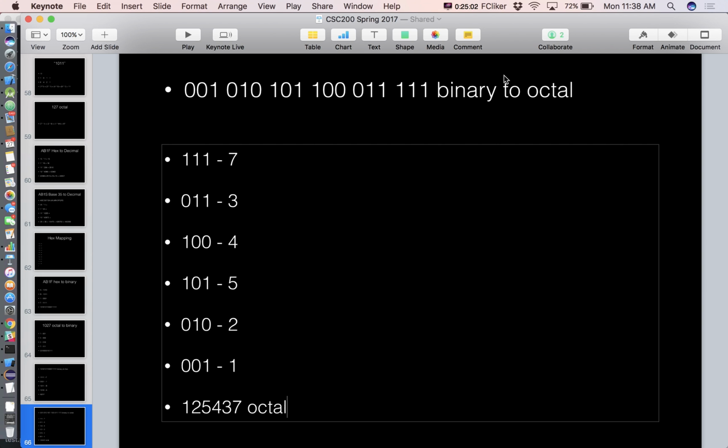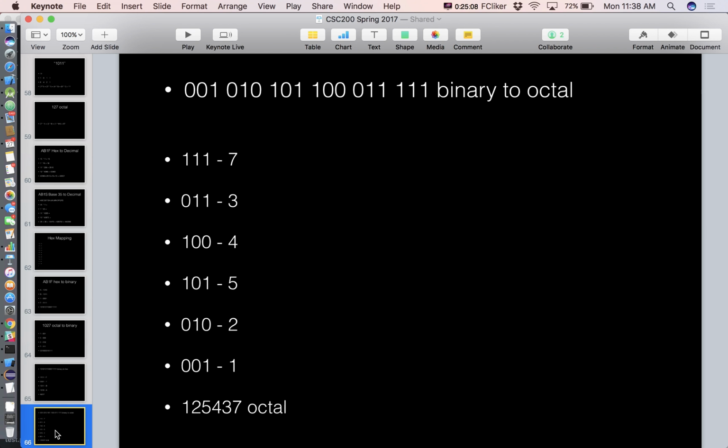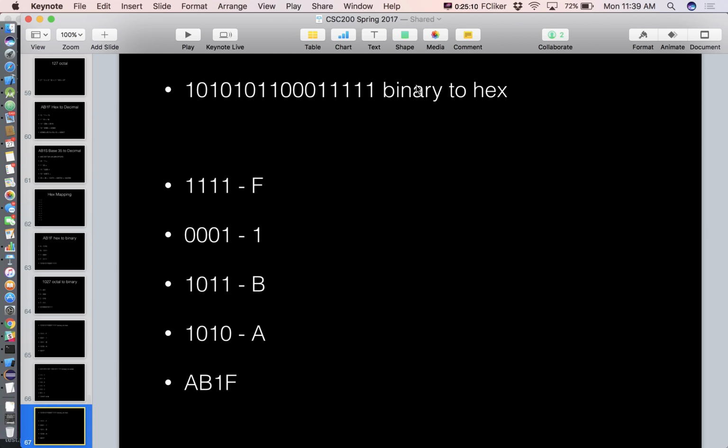Does that make sense? Now, if I really hated you, and I said convert this from binary to base 21, now you have reason to be mad, because you can't do the little grouping trick anymore. Why not? Well, base 21, what are the legal digits of base 21?